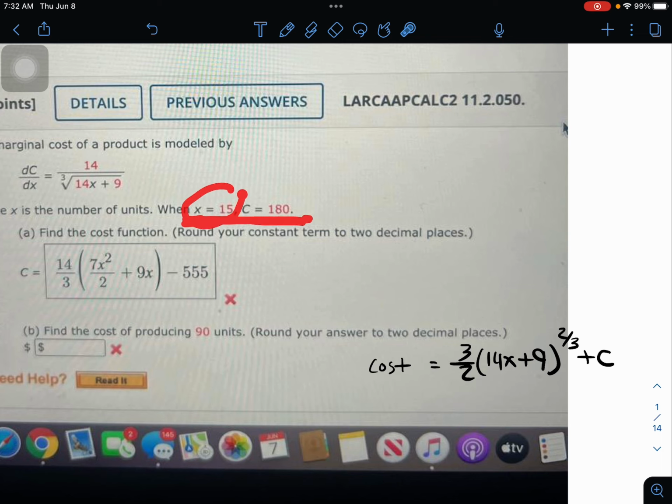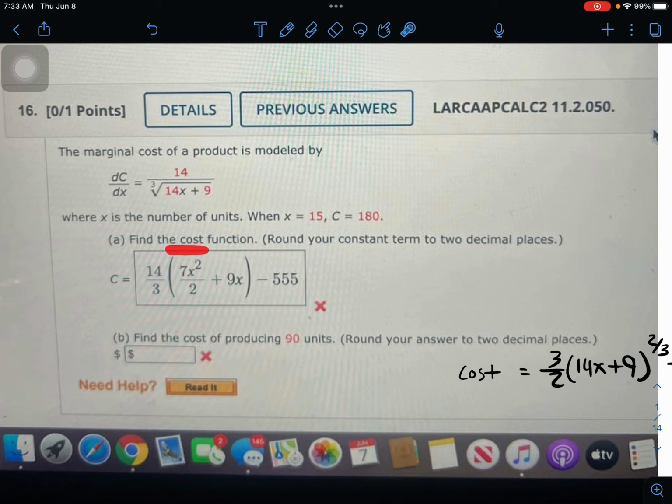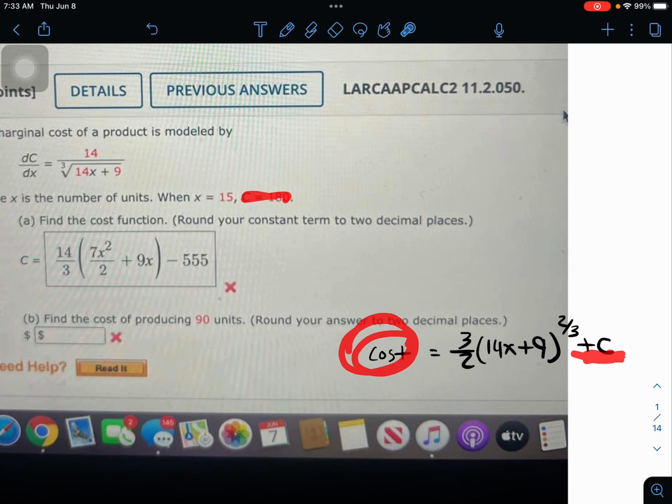They tell us that this x is 15. And when the x is 15, and this is why I don't like this problem, the c is 180. When they say the c, they mean the cost. When your x is 15, then your cost is 180. So this c represents the cost. Don't confuse it with this c. It was a terrible problem. I can't imagine why they did that.